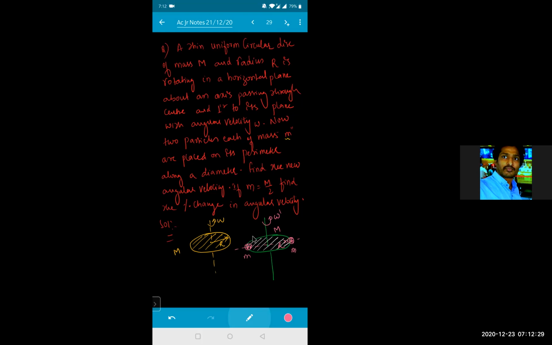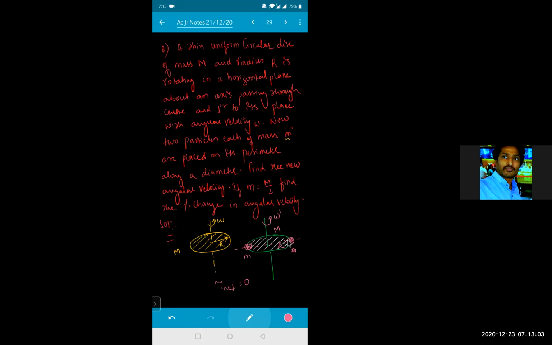Now again, there is no external torque because there is no force acting perpendicular to this. So the torque acting on the system, tau net, is equal to 0. As tau net is equal to 0, initial angular momentum must equal final angular momentum. So I1 omega 1 must be equal to I2 omega 2. I1 is only the disk, so it is half M R square, and the angular velocity is omega 1, which is omega.